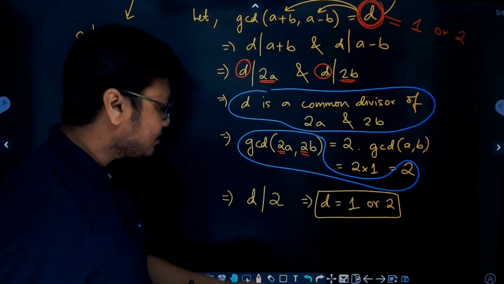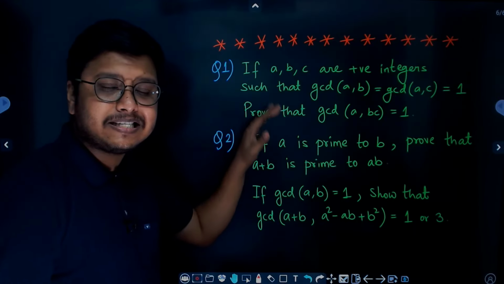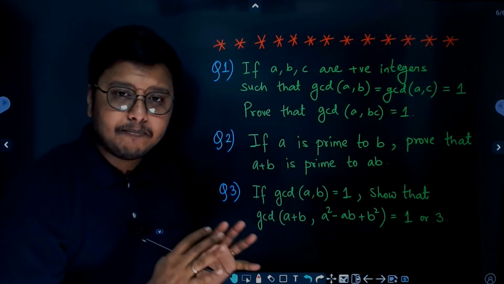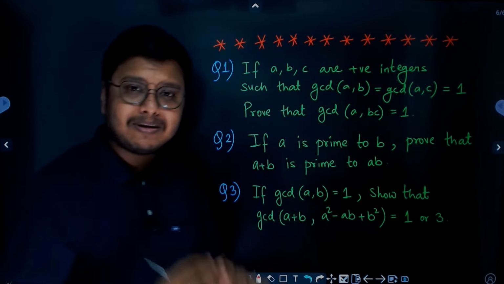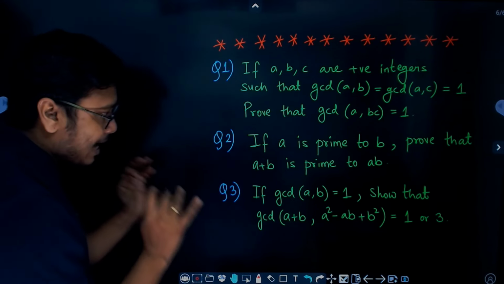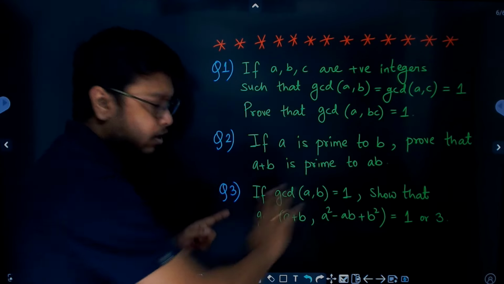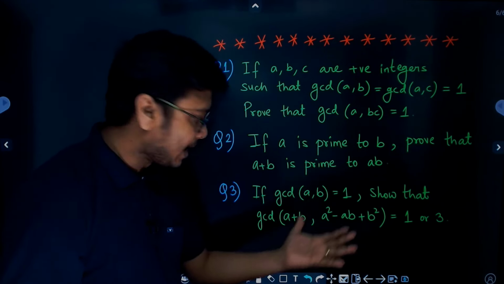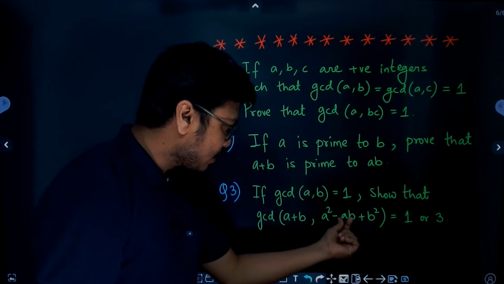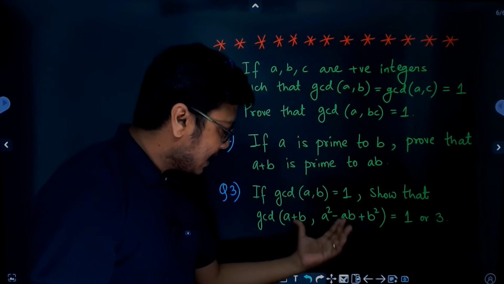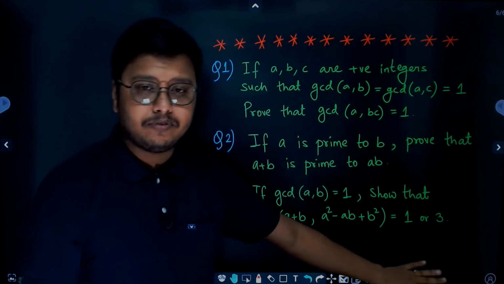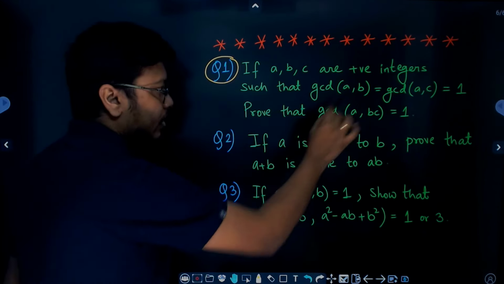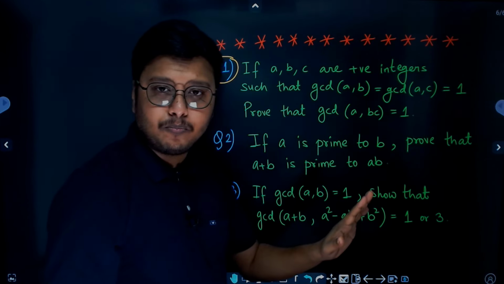Now let's move on to a very important series of questions. You can see the number of stars I have put because this is a very important series of questions. Why am I saying series of questions? My actual question is to prove the third one. That means if the GCD of A and B is 1, so A and B are relatively prime, then A plus B and A square minus AB plus B square, these two terms have GCD either 1 or 3. I want to prove this.